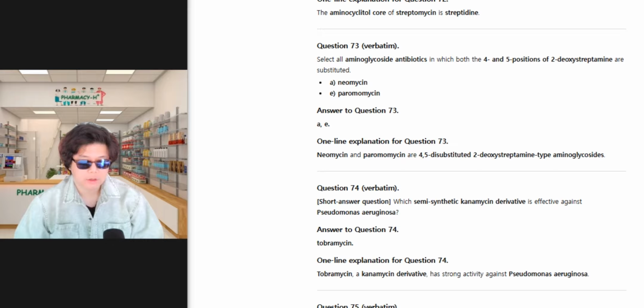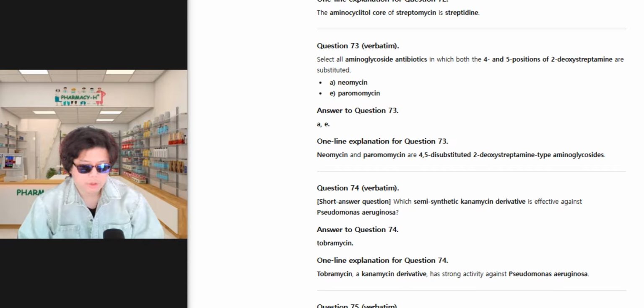Question. Select all aminoglycoside antibiotics in which both the 4 and 5 positions of 2-deoxystreptamine are substituted. A. Neomycin. B. Paromomycin. These are 4,5-substituted 2-deoxystreptamine type aminoglycosides.